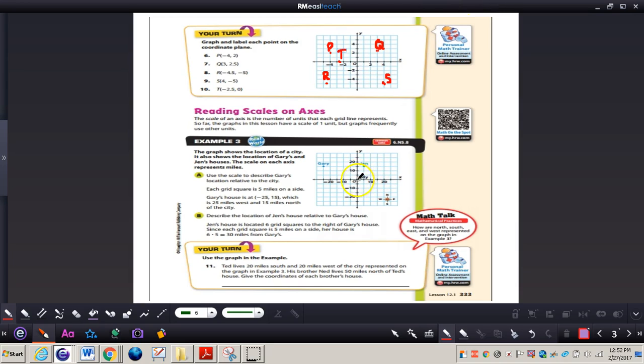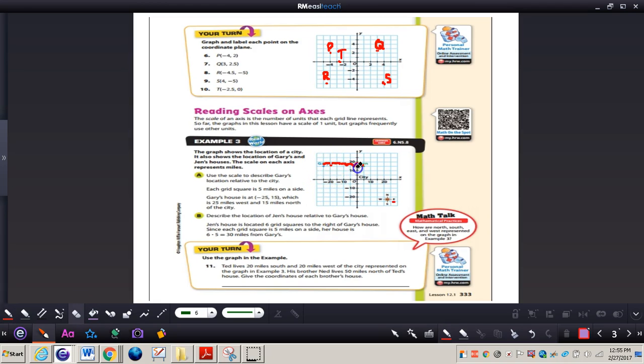So we can see -25. Why do we know it's -25? Because it's in line on my x-axis with -25. Why do we know it's 15? Because you can go up, or positive, on the y-axis, and you can see it's right in line with the 15. So, which is 25 miles west on my coordinate grid, and then 15 miles north of the city.